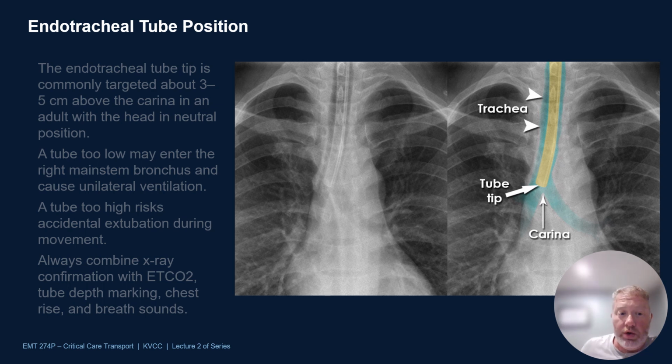A tube that's too low can enter the right mainstem, so right mainstem intubation. That's a problem because it makes it so that only one lung is ventilated, and then you're at risk of partial or complete lung collapse on the opposite side, usually the left side. A tube that's too high, so more than 5 centimeters above the carina, then you're kind of playing with fire, risking an accidental extubation during transport, especially because the patient's moving around a lot more than they would be if they were laying in a hospital bed.